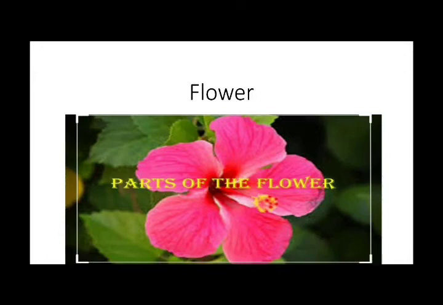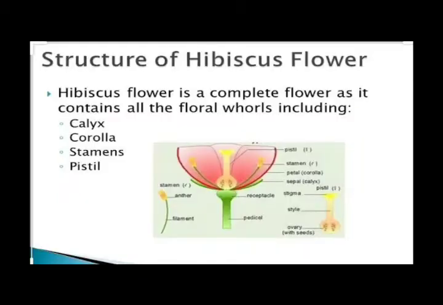Hello students, today is an activity which is based on flower. We'll be doing an activity and also learning the parts of the flower, that is the different whorls of the flower. We'll be learning about the structure of hibiscus flower. The scientific name for hibiscus flower is Hibiscus rosa sinensis.